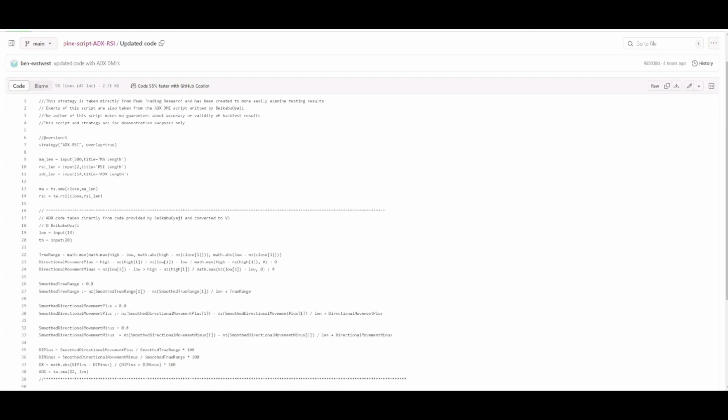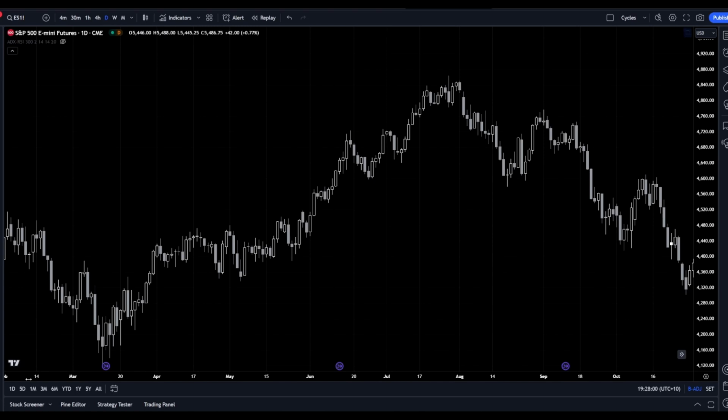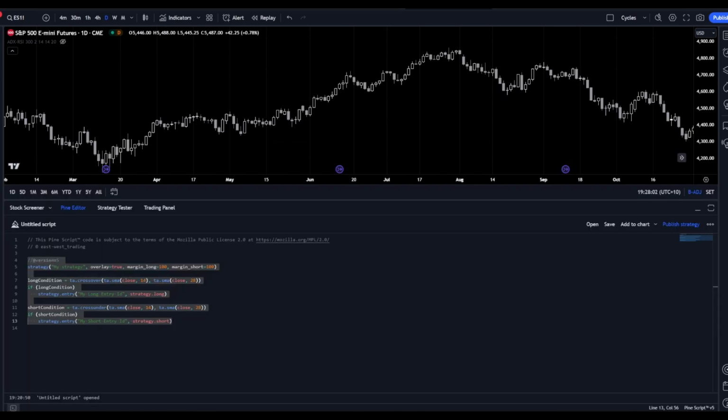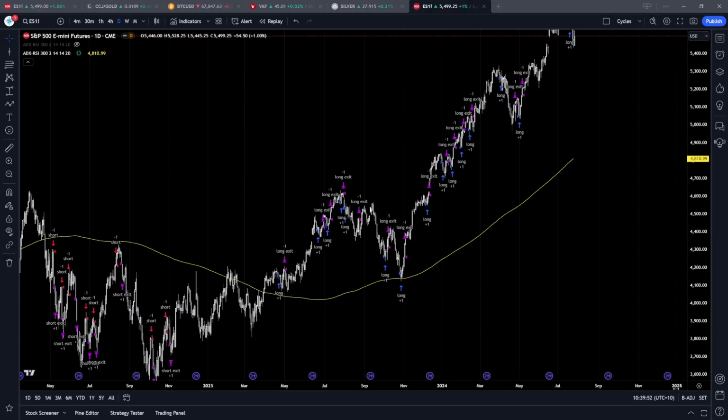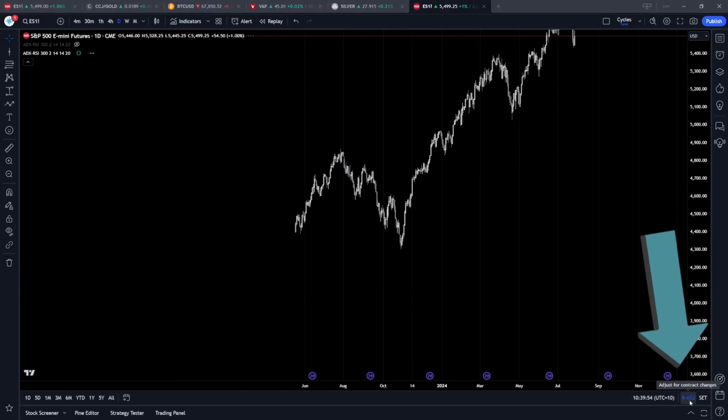In the description you'll find a link to a GitHub page. On the page will be the full Pinescript code. All you have to do is select everything and copy the code. Then open up the Pinescript editor and simply paste in the code, making sure that you have a strategy. After that, all you have to do is add it to the chart. Also, it's very important that you back adjust your chart.